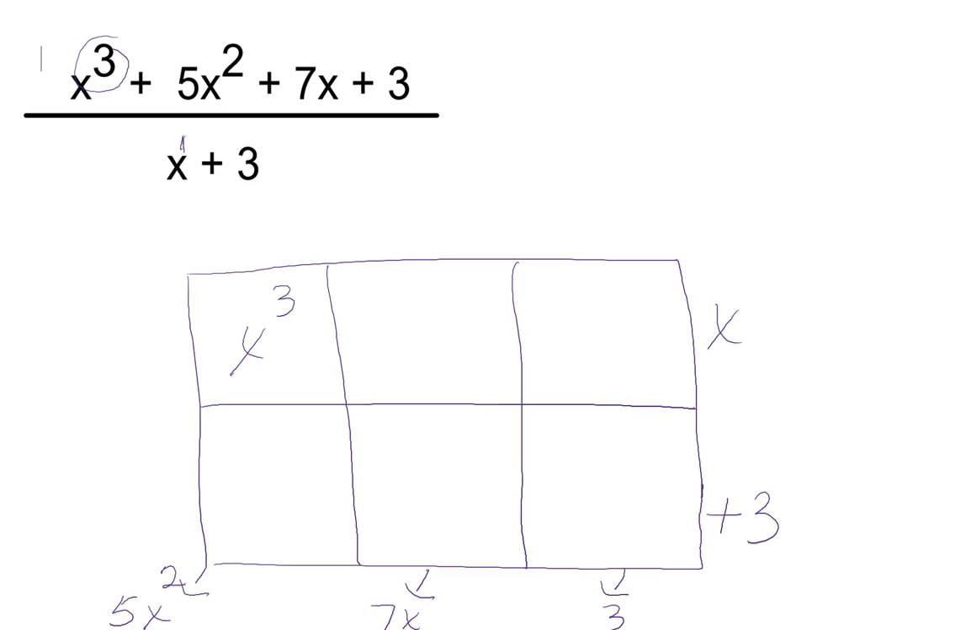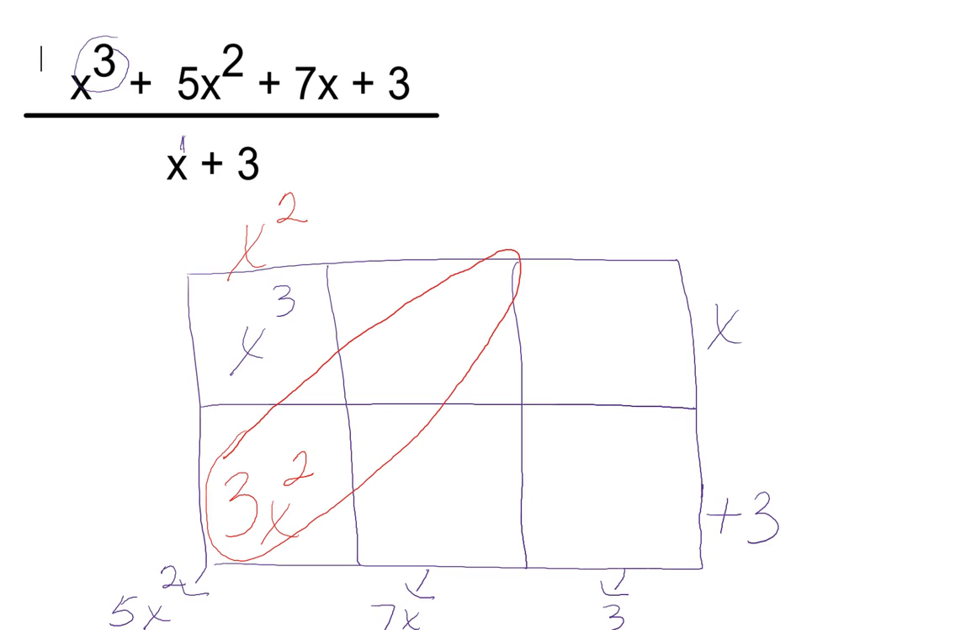In order for me to get the x cubed, I have x times x squared, which will give me the x cubed in the top left-hand corner. Then I can take the x squared times 3, and that gives me the 3x squared. I need this diagonal to pop out and be a 5x squared. The only way to make that happen is if this box is a 2x squared. The only way for that to be inside as a 2x squared is I had to multiply x times 2x for that to be true.